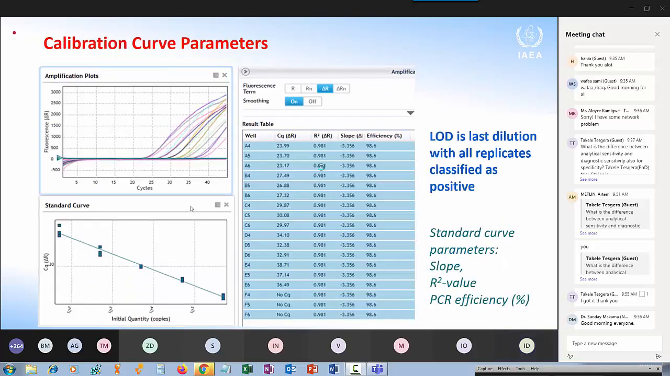On this slide, there are calibration curve parameters which are used to evaluate the performance of a nucleic acid detection test, actually the real-time PCR. As we said, the limit of detection is the last dilution with all replicates classified as positive. In the standard curve, among the calibration curve parameters, we use terms such as the slope, the R2 value or linearity, and the PCR efficiency. All of these parameters are usually calculated by the software of the real-time PCR machine, as you can see on this slide on the right side, where you can find the values for the R2, the slope, and the efficiency of the PCR.